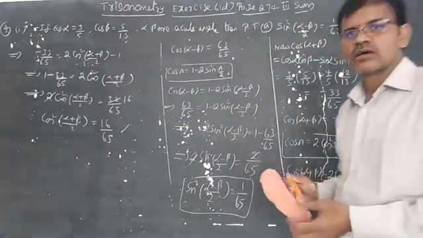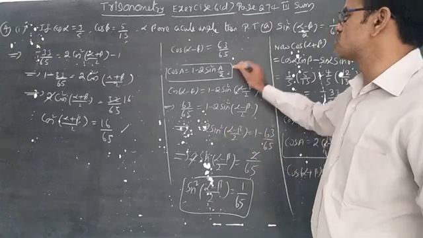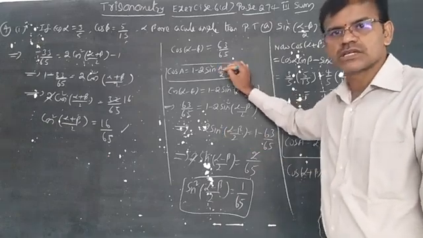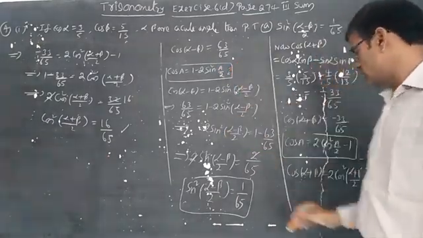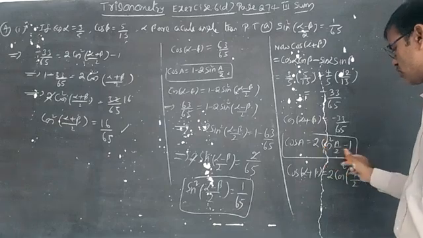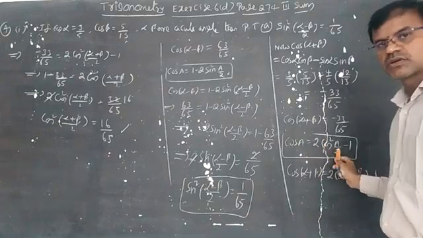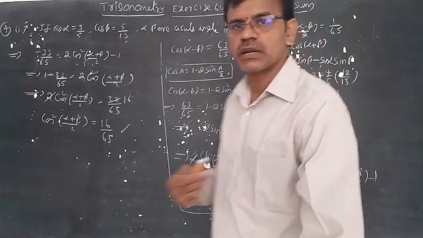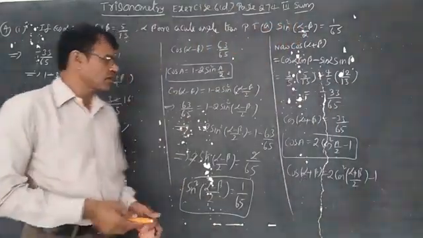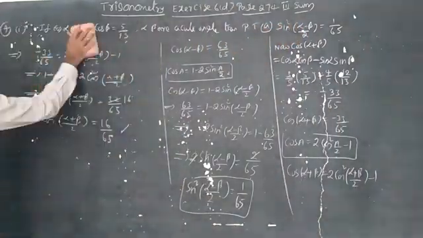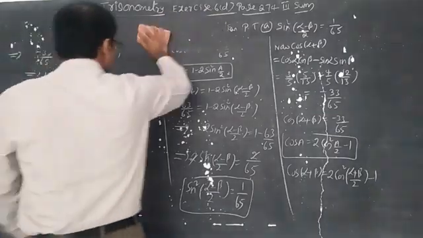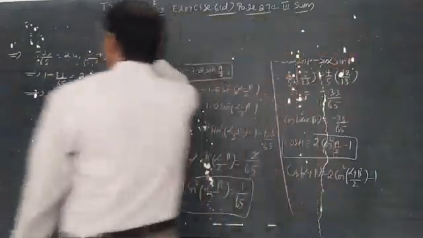Using the formula cos 2a is equal to 1 minus 2 sin square a, or cos a is equal to 1 minus 2 sin square a by 2, and cos 2a is equal to 2 cos square a minus 1, or cos a is equal to 2 cos square a by 2 minus 1. Using the cos 2a formula in terms of sin and in terms of cos we have calculated this. So you need to remember the formula of multiple angles and submultiple angles.